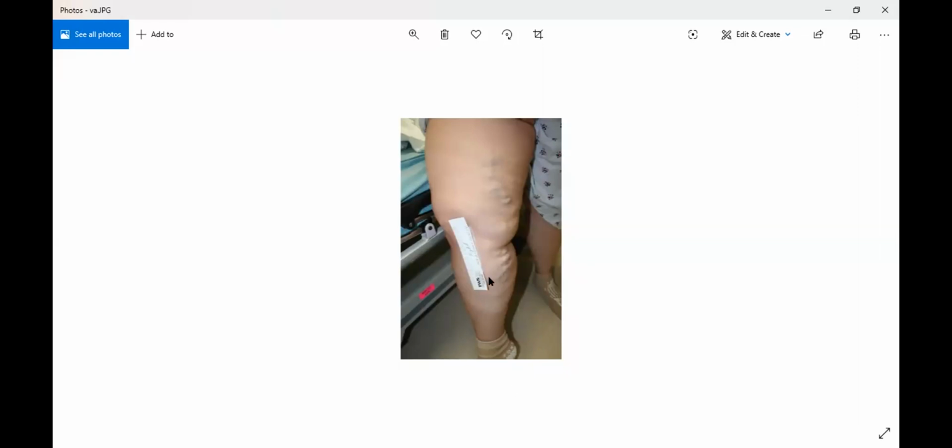There is obviously perforator incompetence, because see, this is the ankle. So 5, 10, 15 centimeters below knee, above knee, and thigh, and SFJ. So there is obviously perforator incompetence, maybe SFJ incompetence. We do not know that, but that is how we start seeing these things.